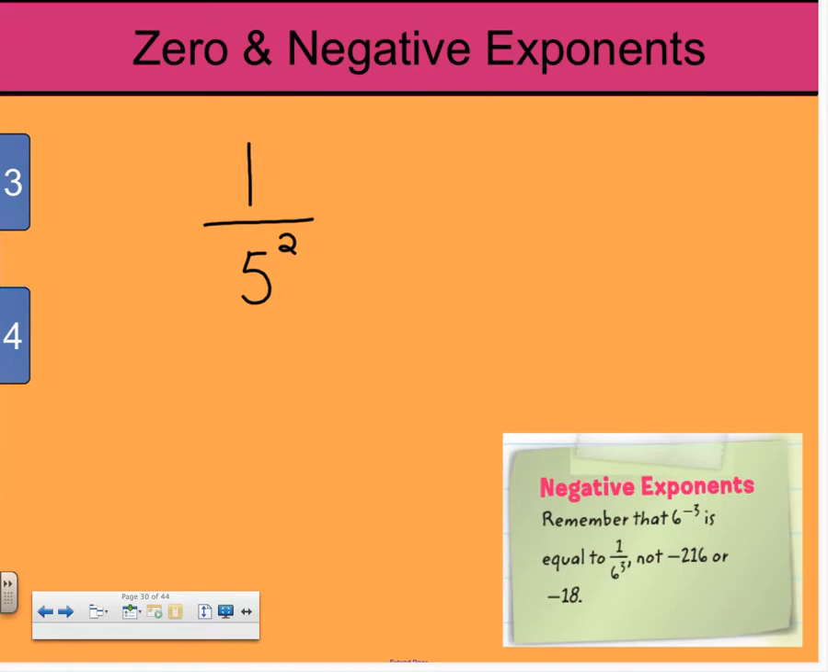Okay, Dantis, you had a discussion. What do you think we should do? All right, Dantis says flip it. So let's start off with doing that. So I'm going to flip it. So 5 to the second power will be up here, 1 will be here. And then you said take the 1 away. Okay? So that'll be 5 squared.